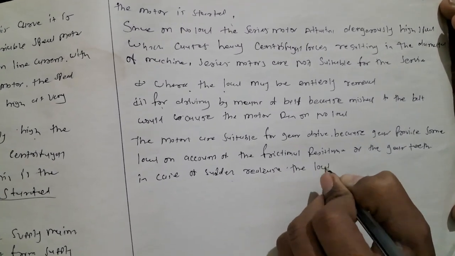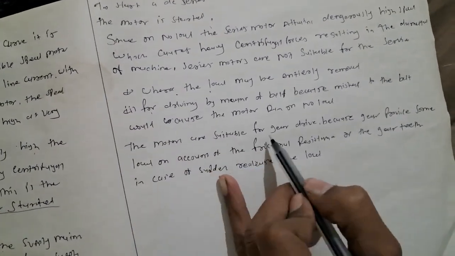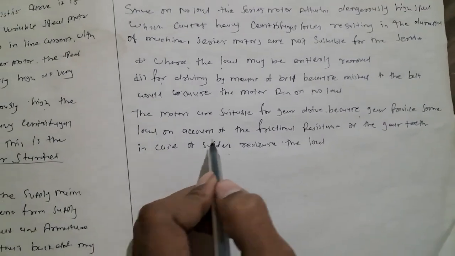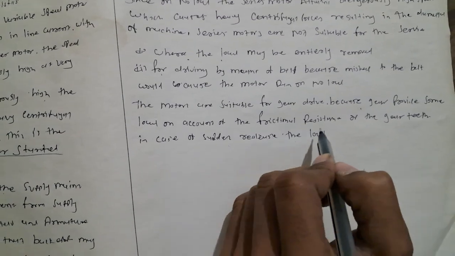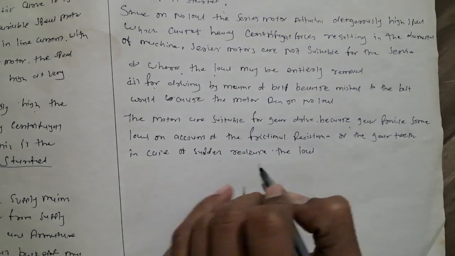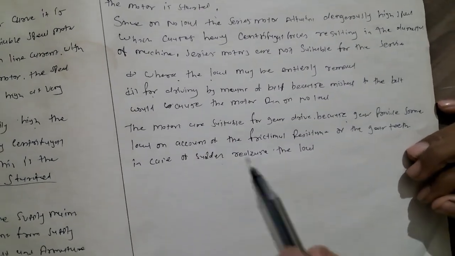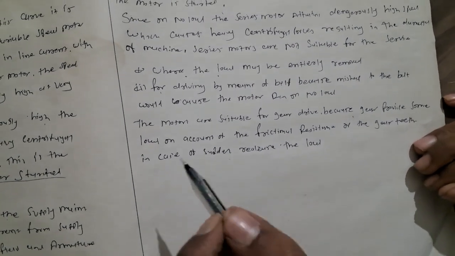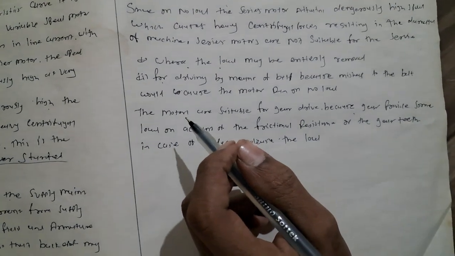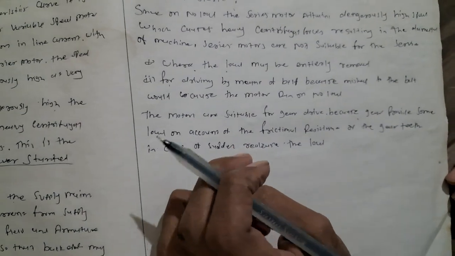Okay, so the motors are suitable for the gear drive because the gear drive provides some load on account of the frictional resistance of the gear teeth in case of sudden release of the load. However, a very small series motor may be used with belts, since in case of mishap to the belt, the comparatively large frictional resistance will represent an applicable load on it.